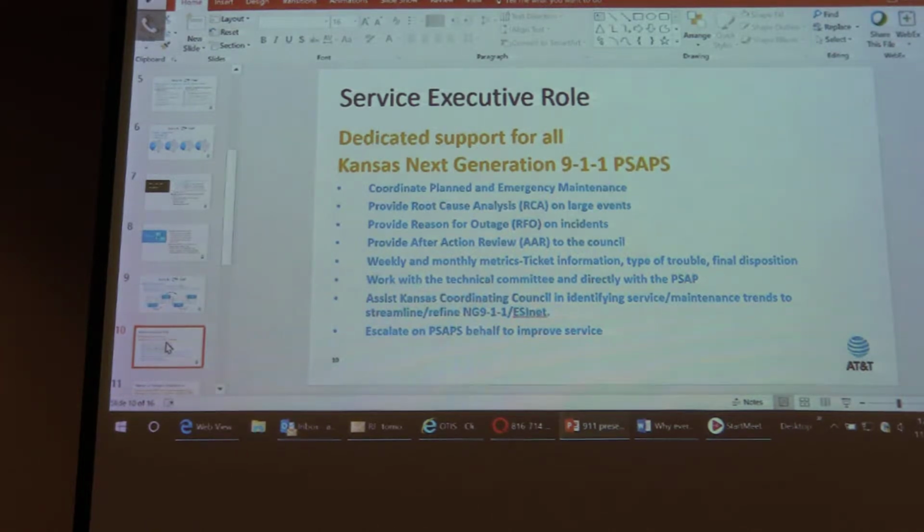I'm going to move away from the Red Center. Does anybody have any questions thus far regarding the Red Center? Has anybody had a bad experience and or a good experience?